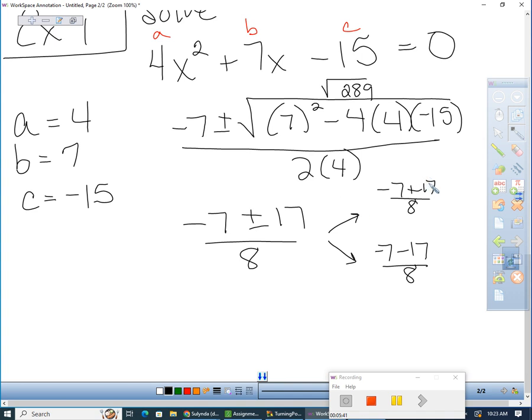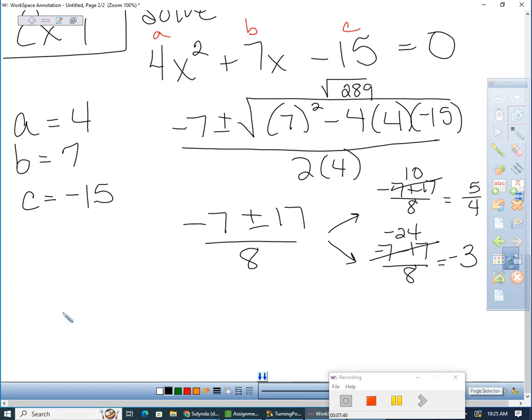Negative 7 plus 17 is 10. 10 divided by 8 is 5 over 4. Negative 7 minus 17 is negative 24. Negative 24 divided by 8 is negative 3. Questions?